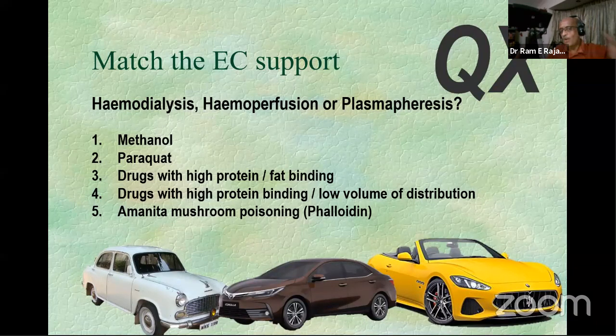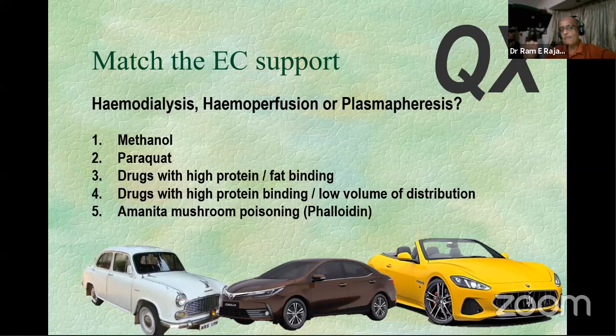And if a large volume of distribution exists, even if you take out the protein-bound fraction with the pheresis, you will have a redistribution from the other sources. So it is extremely important to recognize that the volume of distribution also makes a difference in selection. So drugs in category number 4 will be very amenable to plasmapheresis.